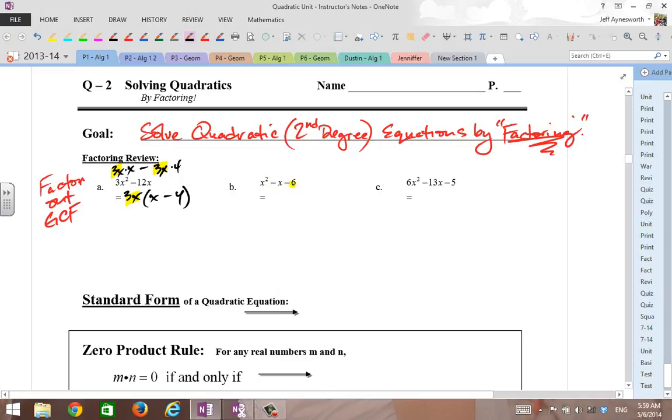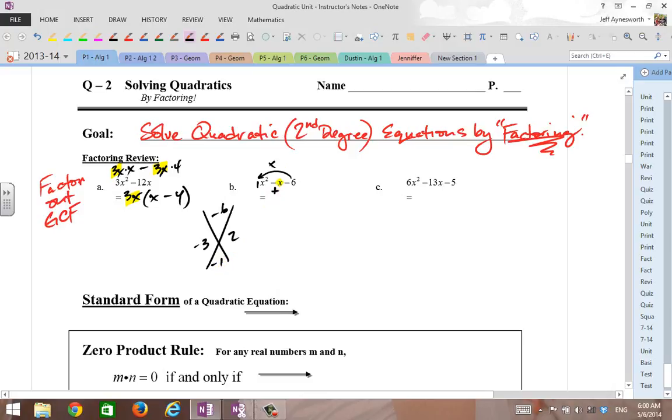Now there's nothing in common in the second one, so we have to play that little game here. Negative 6 times 1 is negative 6, and they add to negative 1. So what two numbers multiply to negative 6 and add to negative 1? Well, I can see that it's negative 3 times 2, because negative 3 times 2 is negative 6 and negative 3 plus 2 is negative 1.